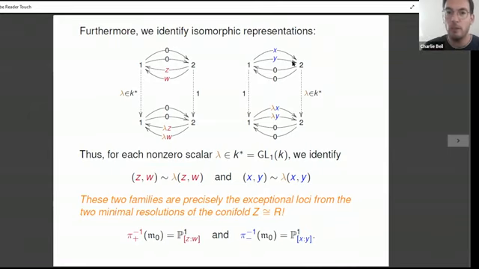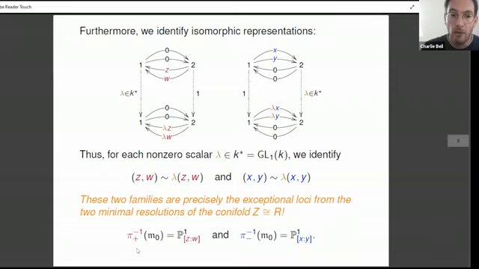We have 0 times 1 is equal to lambda times 0. That's all good. So just for each non-zero scalar lambda, we identify ZW with lambda times ZW and XY with lambda times XY, because we're looking at isomorphism classes of representations. So these two families are precisely the exceptional loci from the two minimal resolutions of the conifold.